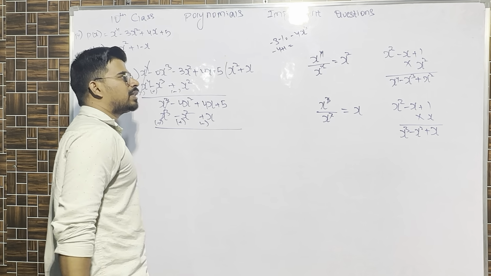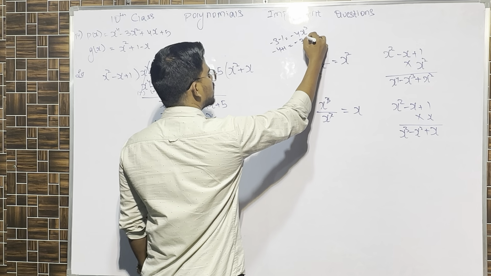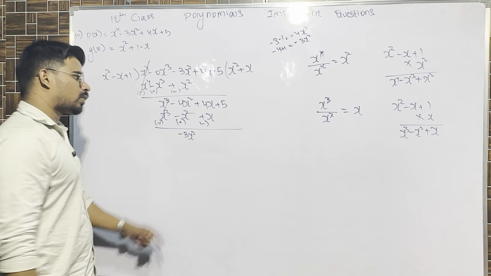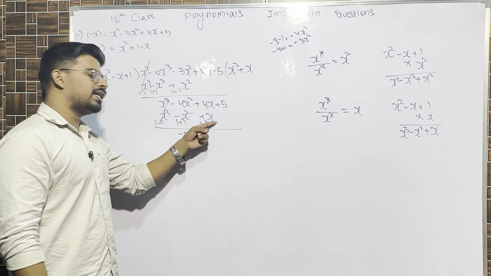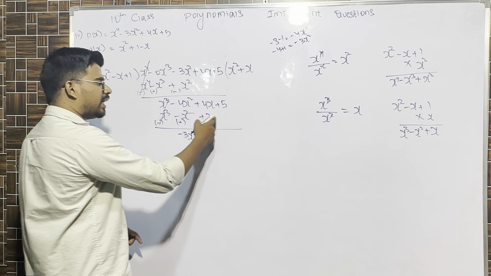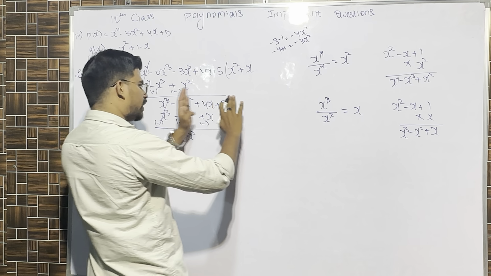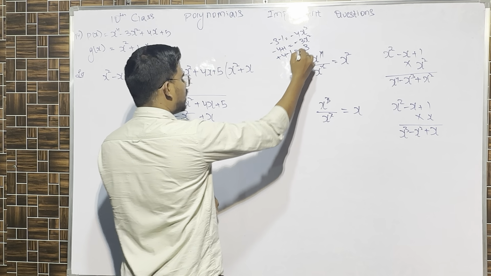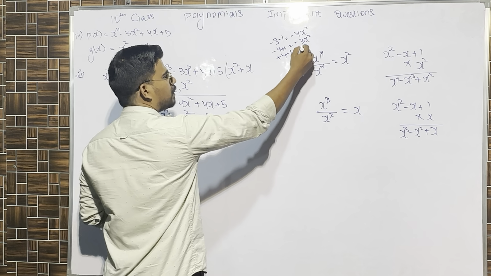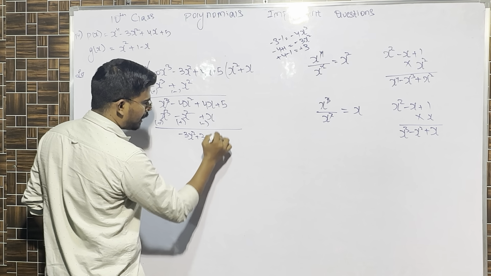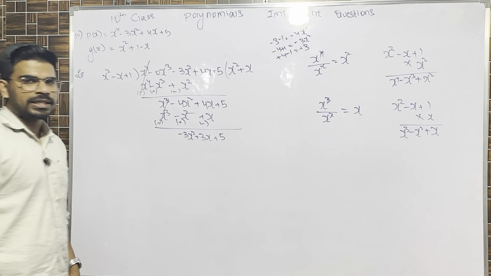Minus 4 plus 1 is nothing but minus 3, so it is minus 3x square. Here also, 4x minus x plus 4x minus 1x, that is 3x. If you do not understand, put the ones aside, put the x's aside. It is plus 4 minus 1, which is nothing but plus 3. So it is plus 3x. Right? Plus 5 as it is.